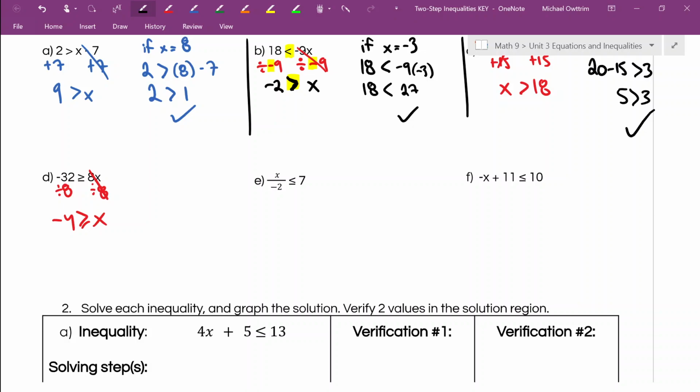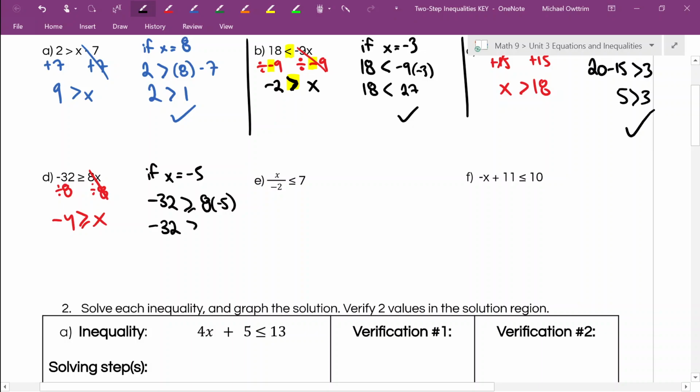So let's verify that's correct. Let's choose an x that is less than negative 4. So I'm going to choose negative 5. That's less than negative 4. Then our original inequality says that negative 32 should be greater than or equal to 8 times that negative 5. Negative 32, therefore, should be greater than or equal to negative 40. And negative 32 is, in fact, greater than or to the right of negative 40 on our number line. So that did work.